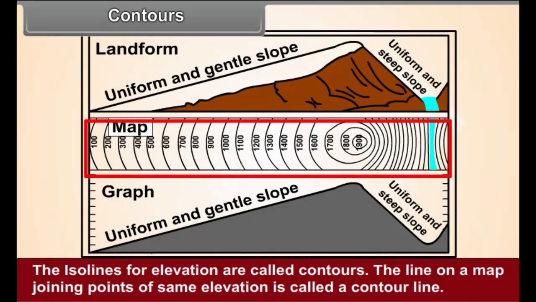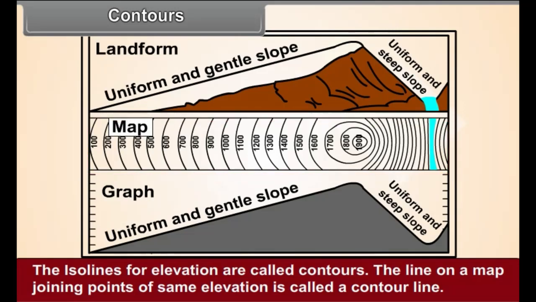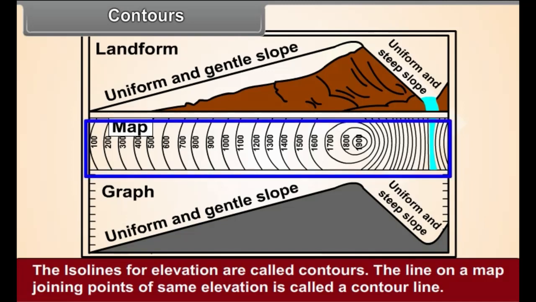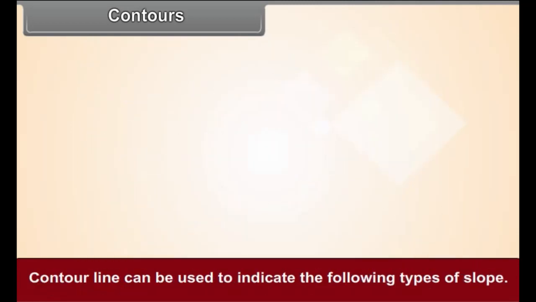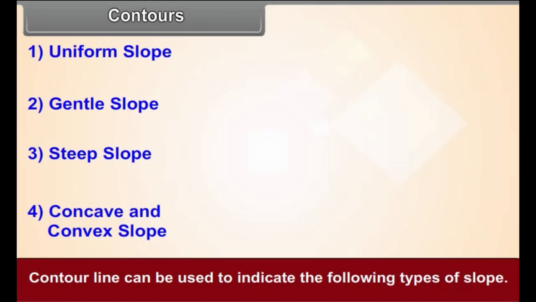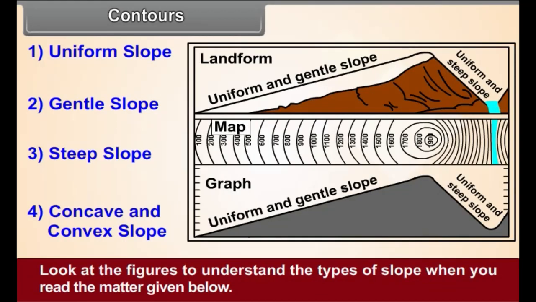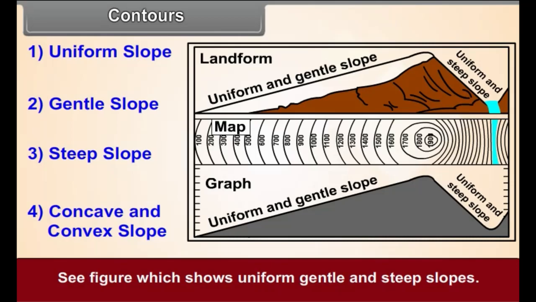Contours. The isolines for elevation are called contours. The line on a map joining points of same elevation is called a contour line. These lines collectively give an idea about the shape of a landform. They also give us an idea about the slope of the land. Contour lines can be used to indicate the following types of slope. Look at the figures to understand the types of slope when you read the matter given below. See figure 2.3 which shows uniform, gentle and steep slopes.